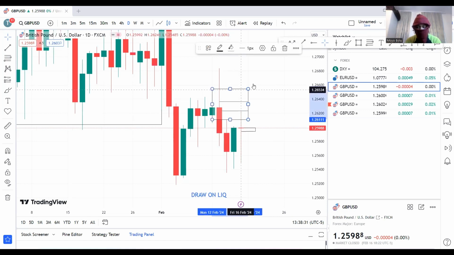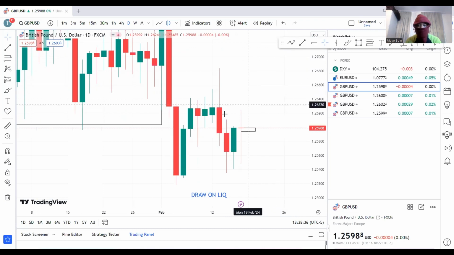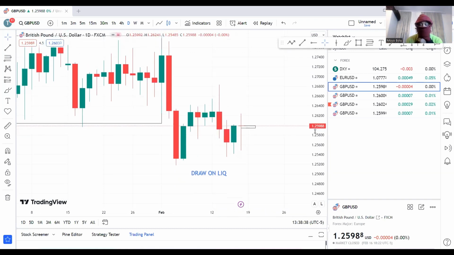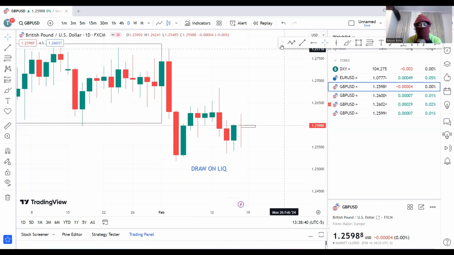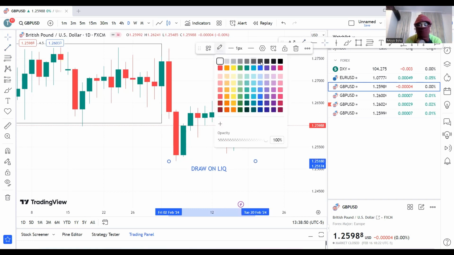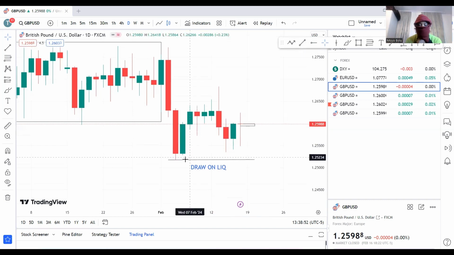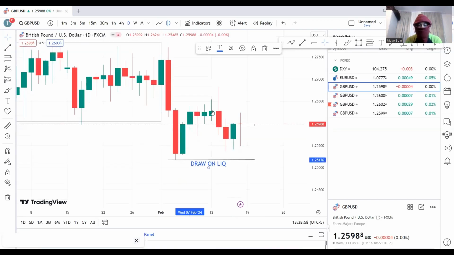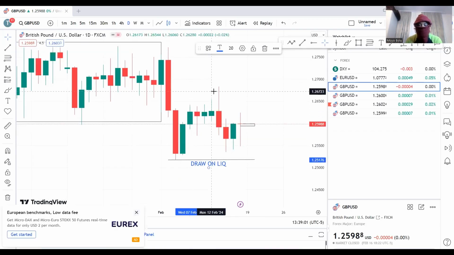So last week I gave an idea that I wanted to see this place as my drawn liquidity. Okay, I'm gonna make this color black. So last week I gave an idea that I wanted to see this place as my drawn liquidity, and I suggested around the 80 level.